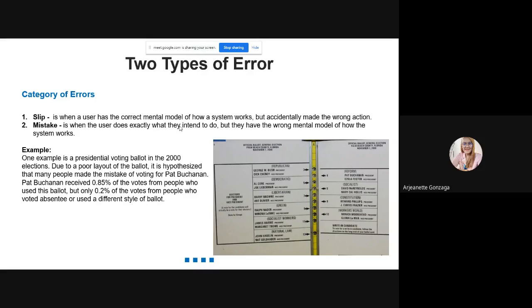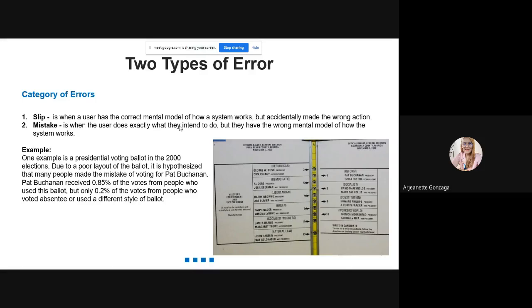So, baliktaran sila. Si Slip, alam niya yung gagawin, but accidentally, nagkamali siya ng ginawa. Si Mistake naman, ginawa niya yung dapat gawin, pero mali yung mental model kung paano nag-work yung system. Okay, so example niyan sa slip, yung user accidentally niya na-click yung wrong button because of a motor error.